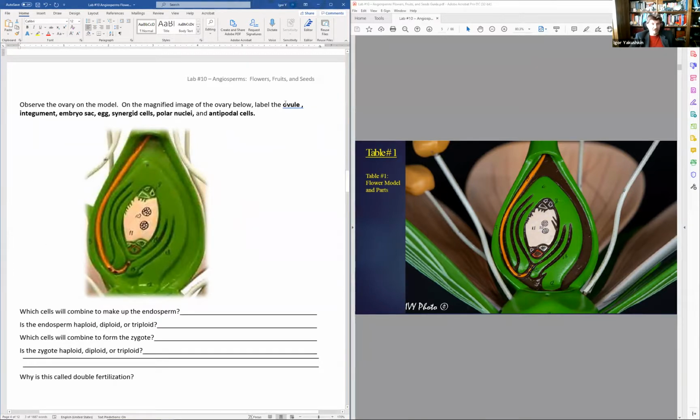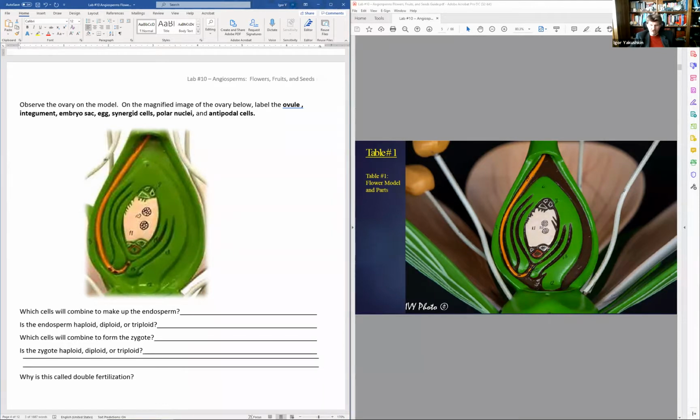All right, so label ovule, integument, embryo sac, egg, synergid cells, polar nuclei, antipodal cell. Antipodal cells will be on the opposite side of the egg. So egg is the red one right here. Antipodal cell is on the opposite side: anti, against, right? So here is the antipodal cell. Then the red one would be the egg.